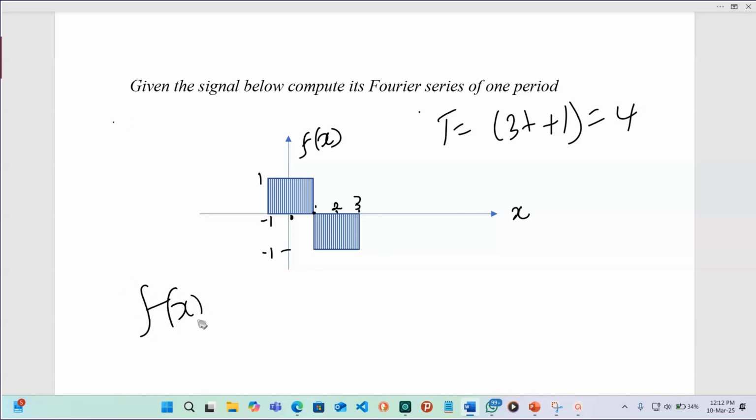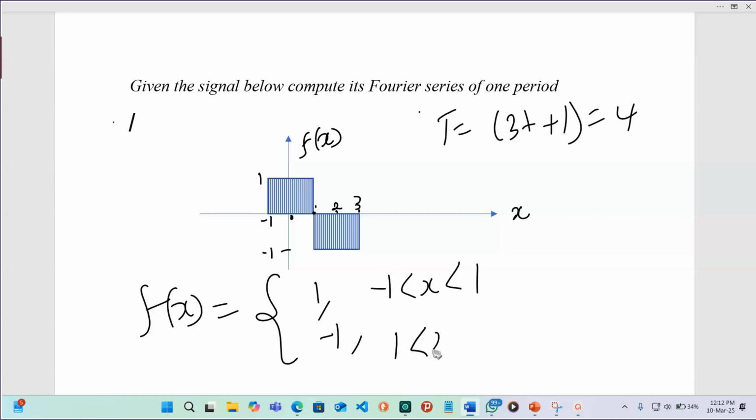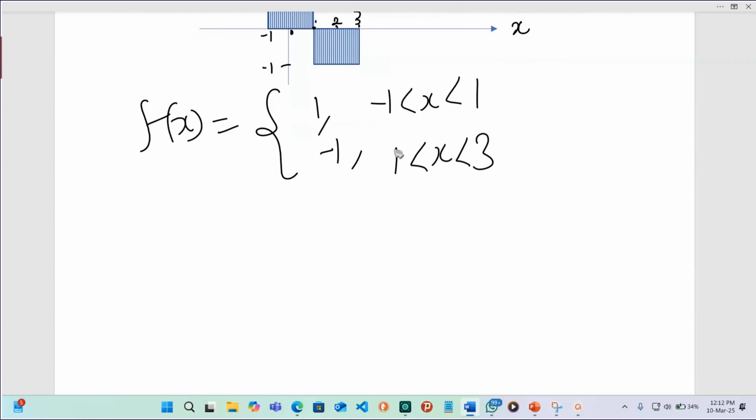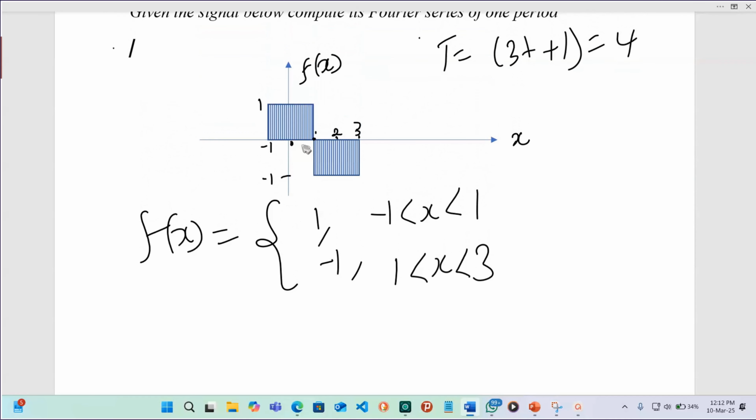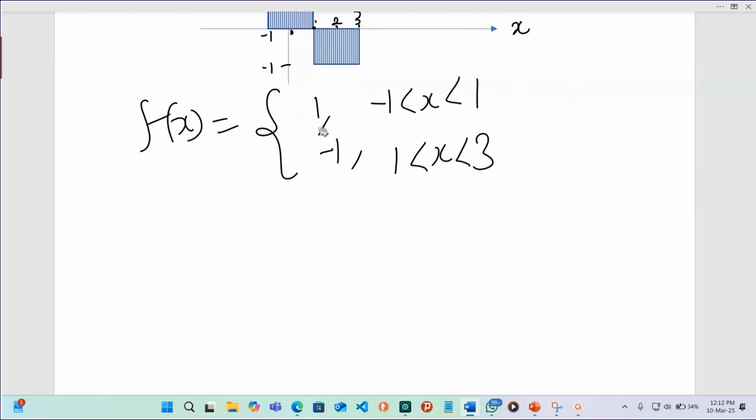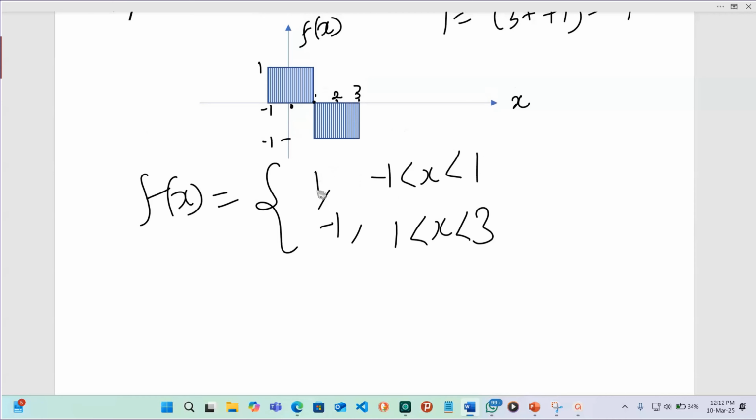So f of x in a piecewise form is equal to 1 ranging from negative 1 less than x less than 1. And then we have negative 1 for values of x ranging between 1 less than x less than 3. You can see how the signal is actually behaving. Is it odd? Is it even? So you need to check here. You're going to just do the calculation of your a naught, bn, and an.